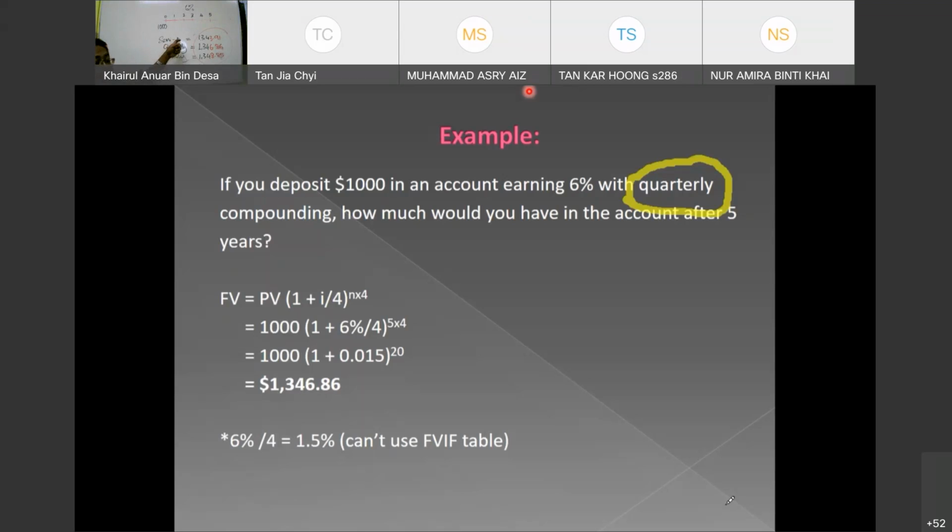Again, semi-annual is 2 times in a year. Quarterly is 4 times in a year. Monthly is 12 times in a year.